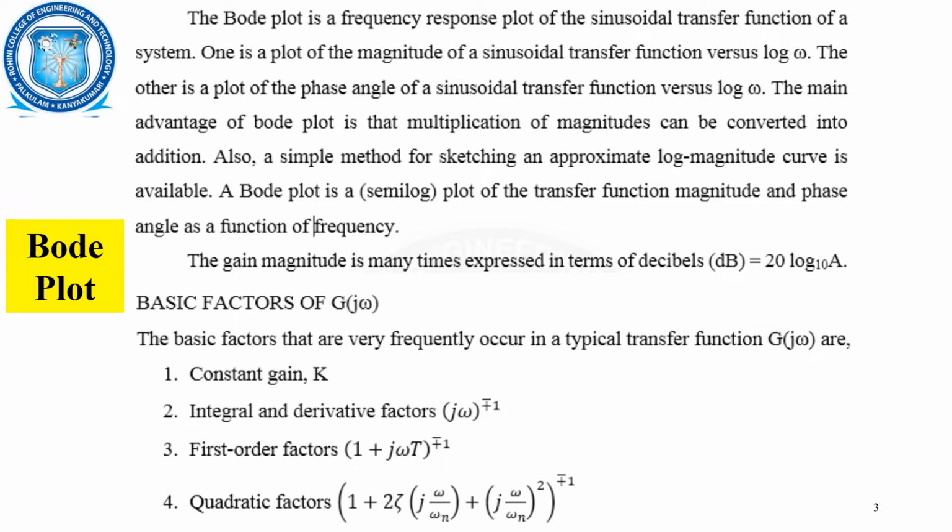Or else it may be a first order factor. That is, it may be 1 plus j omega T, or else 1 by 1 plus j omega T, or else it can be a quadratic factor which consists of 1 plus 2 zeta into j omega by omega n plus (j omega by omega n) the whole square, or its reciprocal. So these are the basic factors of G of j omega normally.